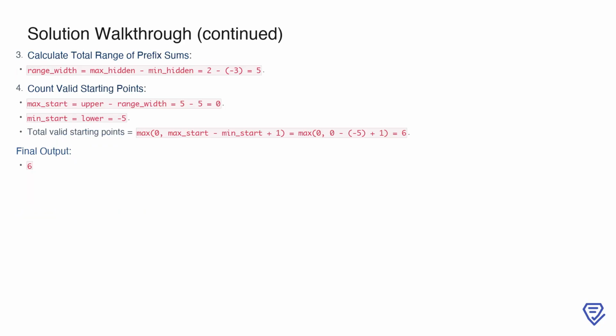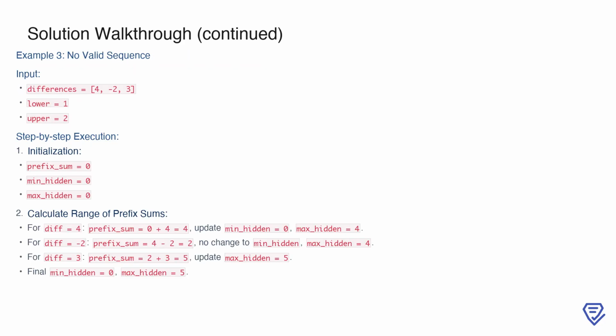With the range of prefix sums calculated, we determine the total range width by subtracting min_hidden from max_hidden. This gives 2 minus -3, which equals 5. To calculate the bounds for valid starting points, max_start is upper minus range_width, or 5 minus 5, which equals 0. Min_start is simply the lower bound, -5. Using the formula max(0, max_start - min_start + 1), we substitute the values to get max(0, 0 - (-5) + 1), resulting in 6. Therefore, the final output for this example is 6.